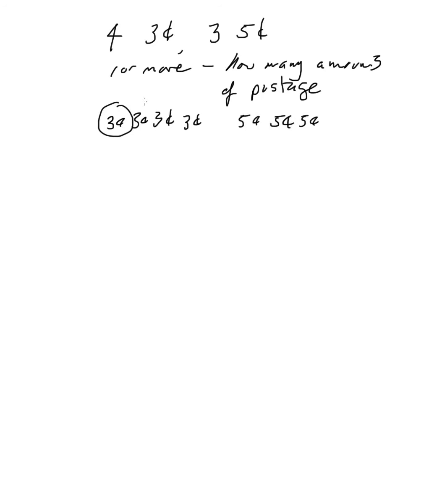So if we think of this, yeah, they're stamps, but we can think of them almost as coins. We can think of them as anything we want. We want to know how many amounts we can get. Well, let's just start with only 3 cents. Let's just start that way, because that's a simple problem.